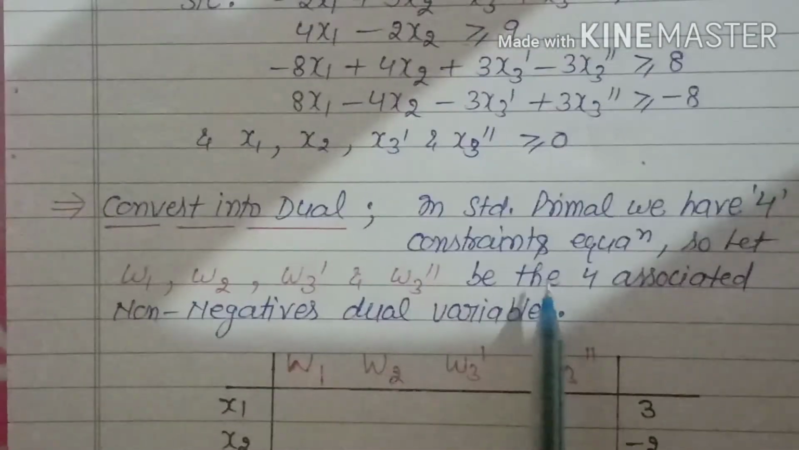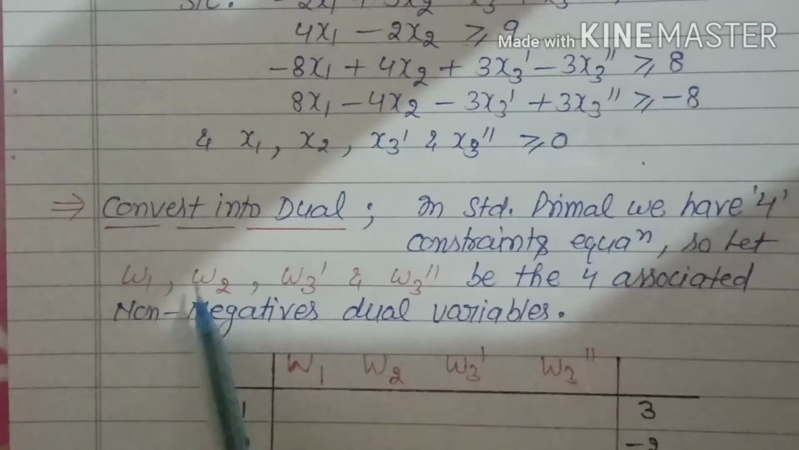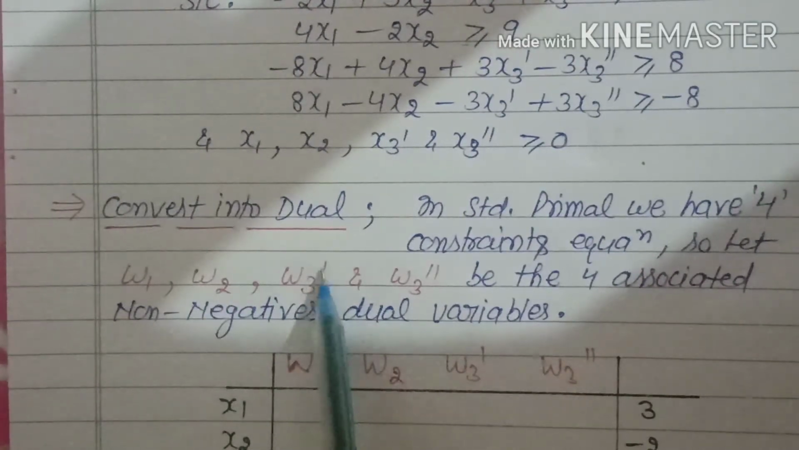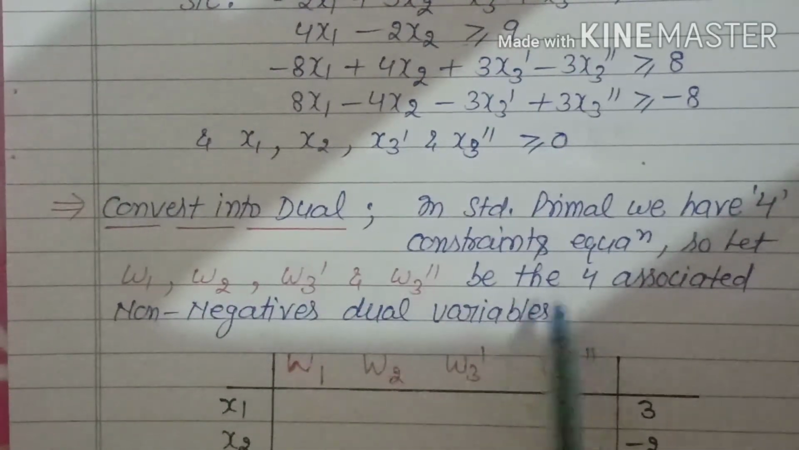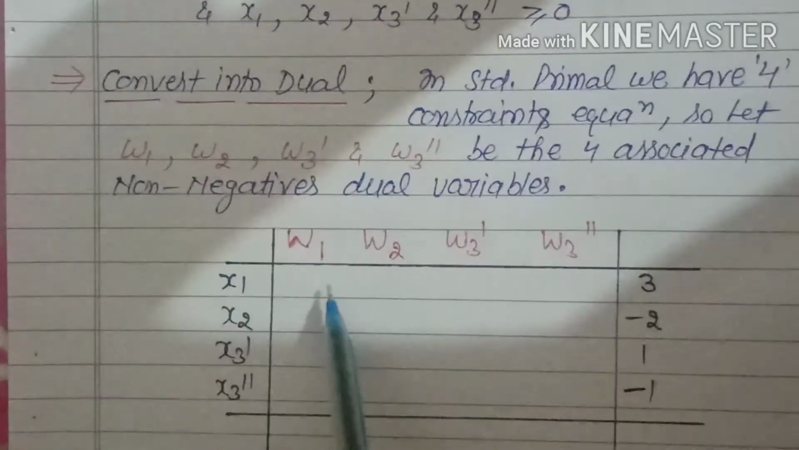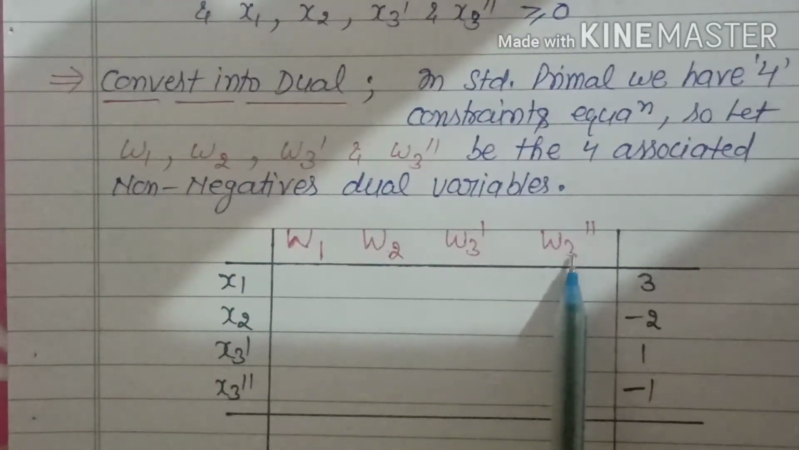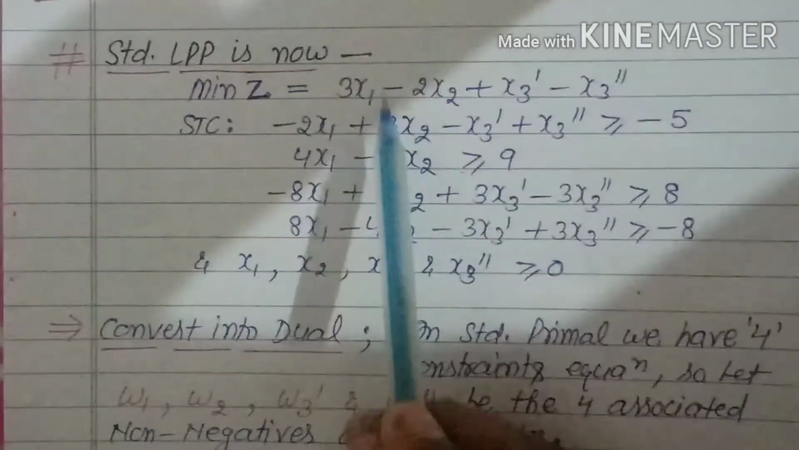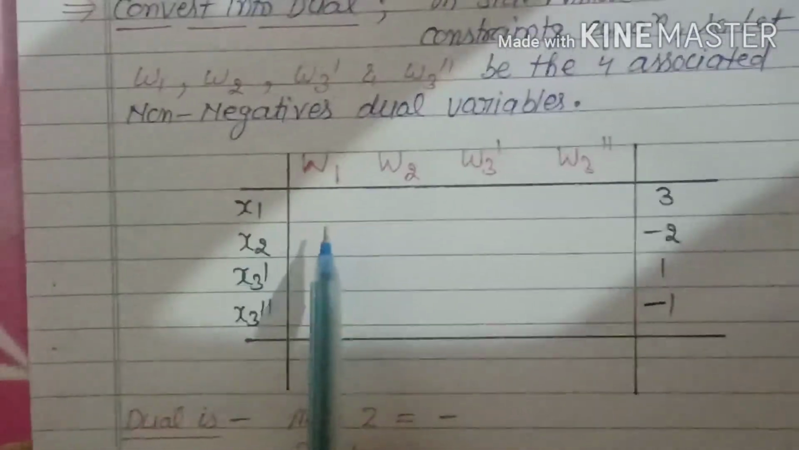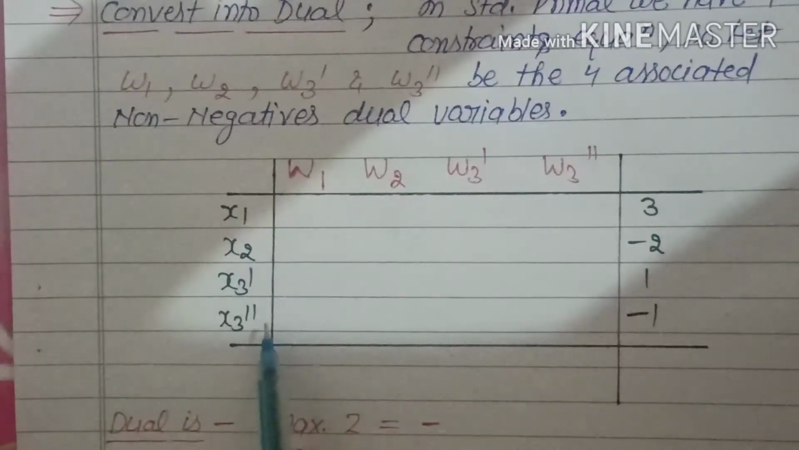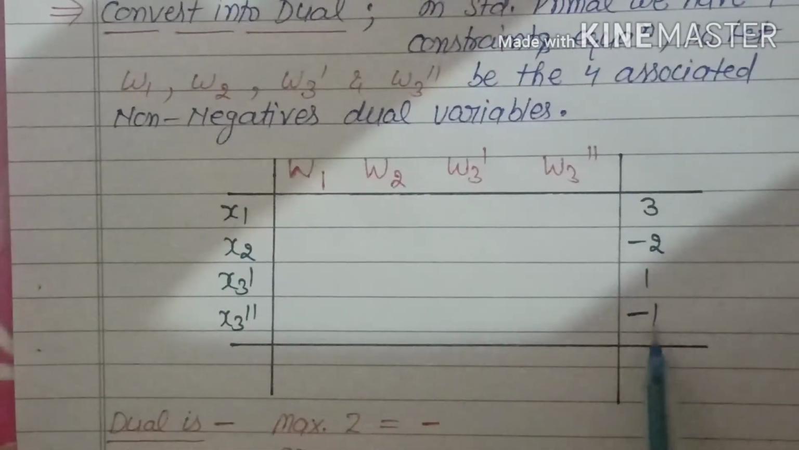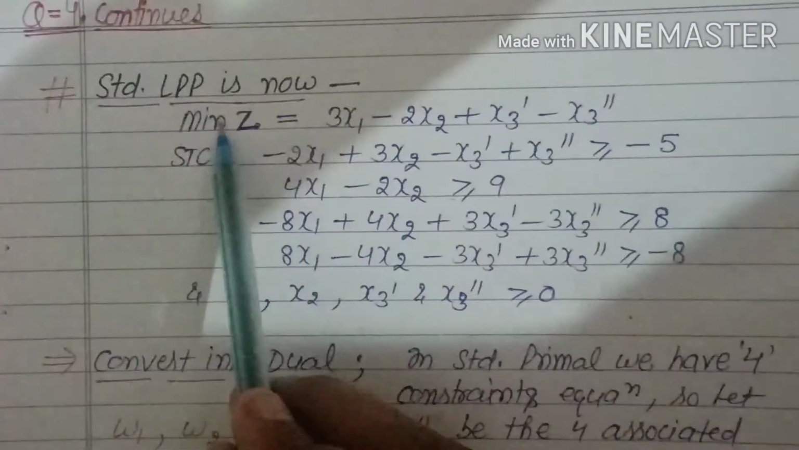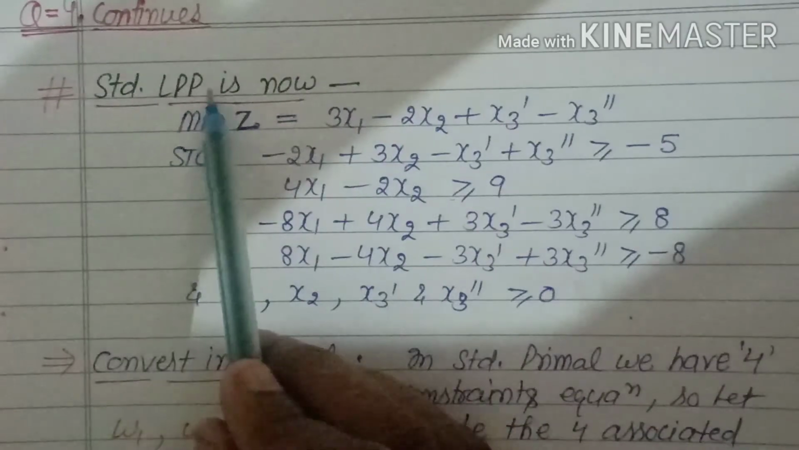So 4 variables, that is w1, w2, w3 dash and w3 double dash, be the non-negative dual variables. So let us write these variables here in the form of a table. Again you will see that there are 4 variables in the objective function, so let us write these 4 variables in the left of the table.